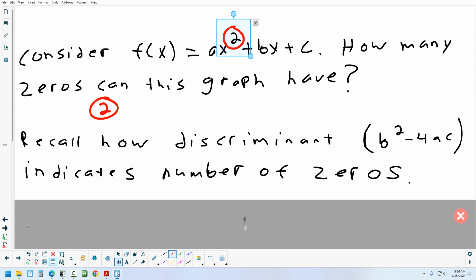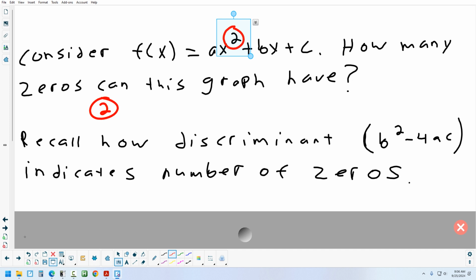And the other thing that we talked about is there's a quick way to figure out how many times it crosses if you do that calculation: b squared minus 4ac. Okay, there were 3 different things that could happen. It could come out less than 0, equal to 0, or more than 0. If that comes out less than 0, does anybody remember how many times that means it crosses the x-axis? Less than 0.